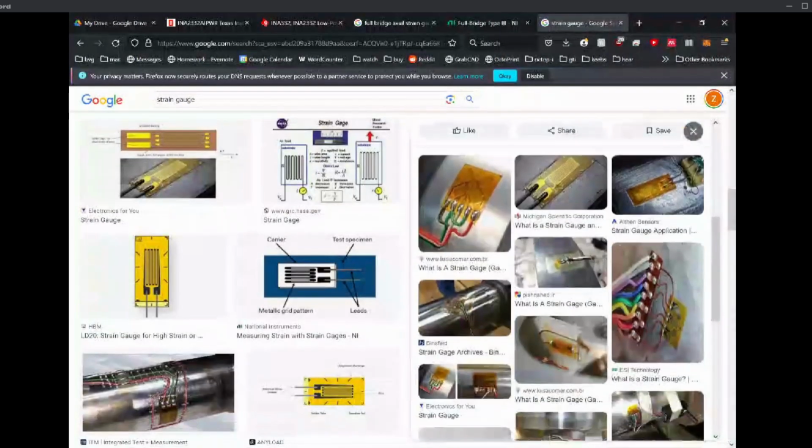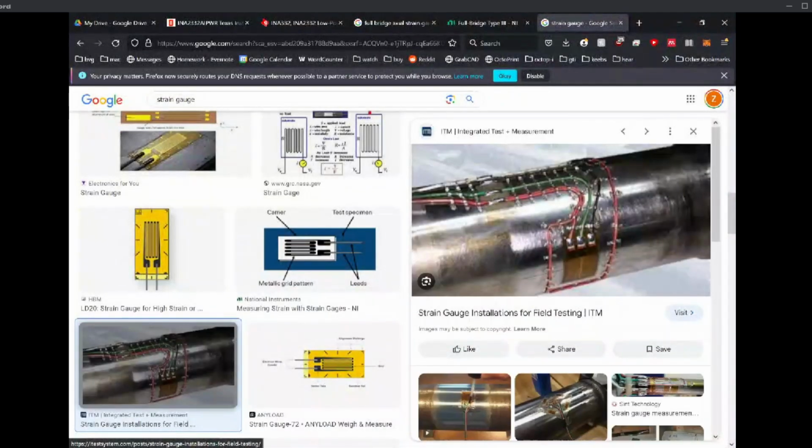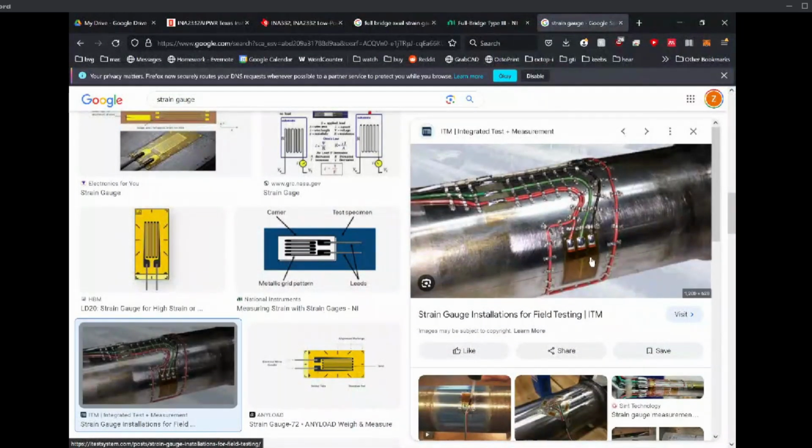Let's see if I can find a good picture. This guy went overboard. I would not do this. I don't have the patience for this. But you can see over here, this is what I mean by strain relief. So your strain gauges will come with, this is also the strain gauge I like. This is like the torsional one. You can see it's like 245 degrees. I think they're doing torque on this member.